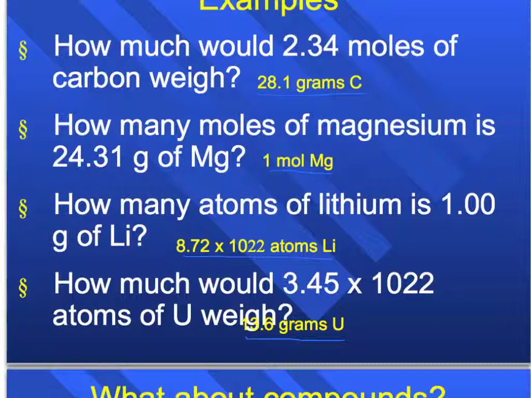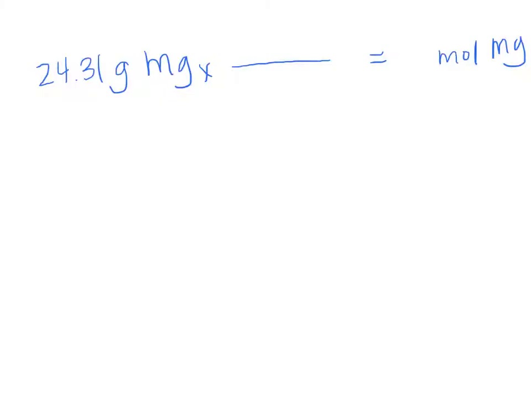So let's go ahead and look at the second problem here. It says, how many moles of magnesium is 24.31 grams of magnesium? So in this case, we're going to be going from grams to moles. I'm hoping that you're starting to notice a trend here in the way that I'm setting up these problems. I'm always putting the given here, and then I'm putting what I'm trying to get into here at the end. So I need to set up my conversion factor. I want to cancel out my grams, so my grams will go on the bottom. I'm trying to get into moles, so my moles will go on top.